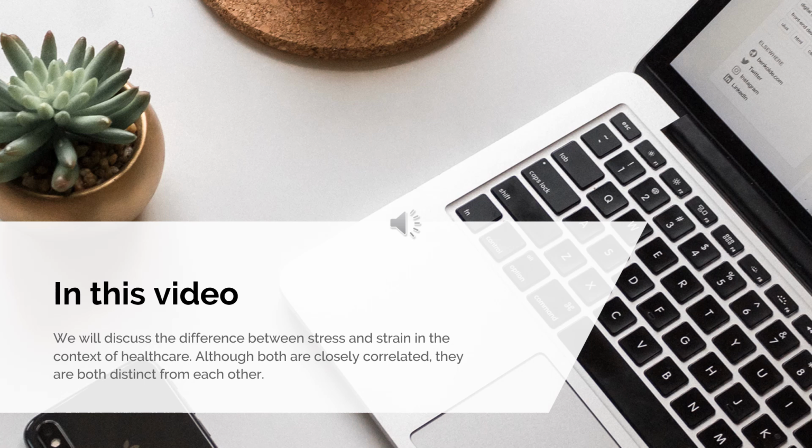Also, we will identify the different personal stressors and their corresponding strains. Also, we will outline effective coping mechanisms that you could apply in your healthcare role to mitigate the effect of stress upon your life.